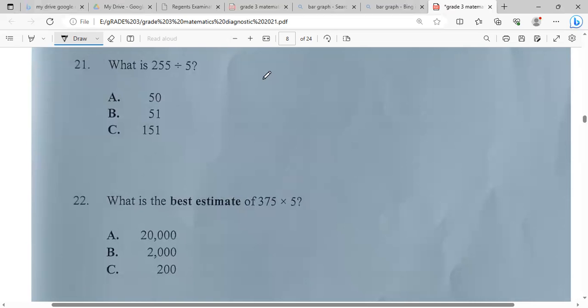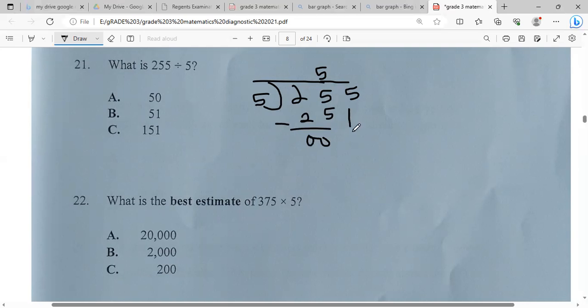What is 255 divided by 5? So we have 255 divided by 5. So 5 into 2, we can't. So we're going to see 5 into 25, that goes 5 times. 5 times 5, that's 25. So we multiply, and then we subtract. 25 from 25 leaves 0. Carry down the 5, and then we say 5 into 5 goes 1 time. 5 ones, 5. So that is 51.